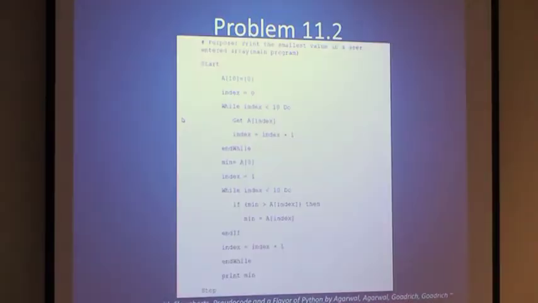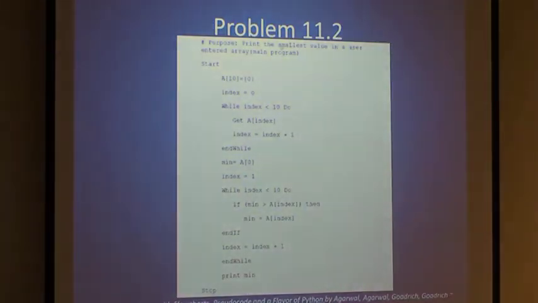Okay. This is more useful than the other example. Print the smallest value in a user entered array. This should be part of the comment. Okay, stop, that means it's pseudocode, and this is the pseudocode. Let me just very briefly go through it. I won't go through it in detail.